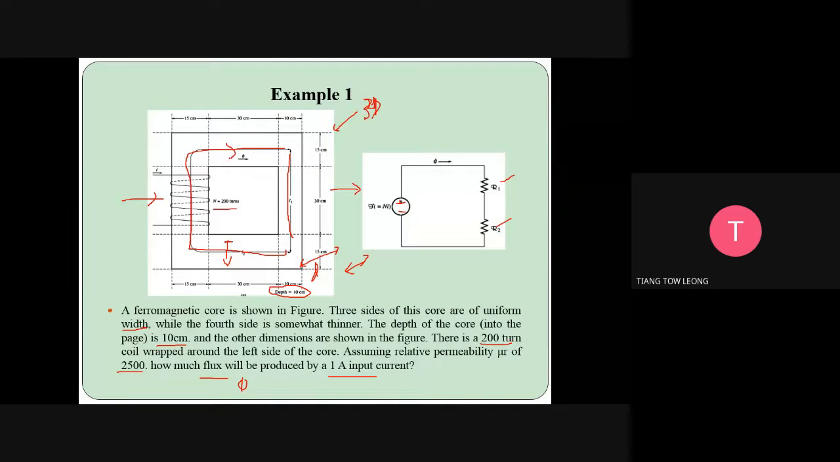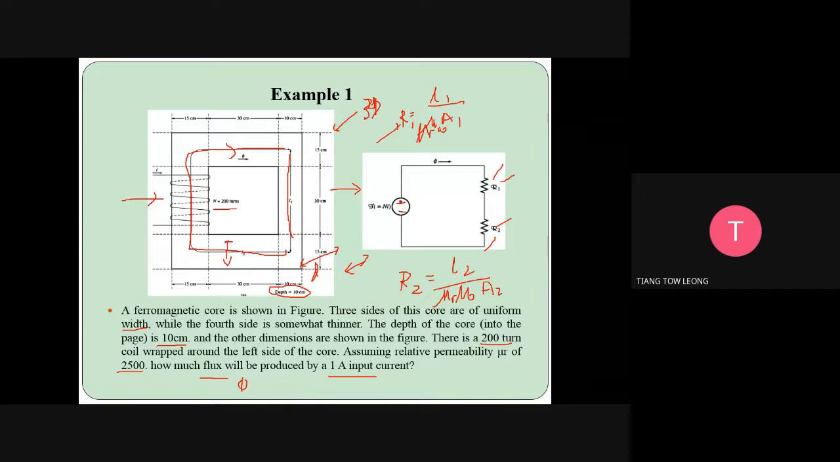Then the flux going like this. Okay, done. So what we need to do is R equals L over mu A. So R1 equals L1 over mu_r mu_0 A1, and R2 equals L2 over mu_r mu_0 A2. So have a look here, mu_r mu_0.